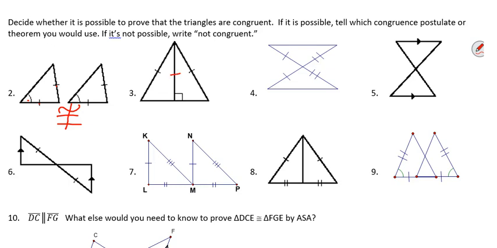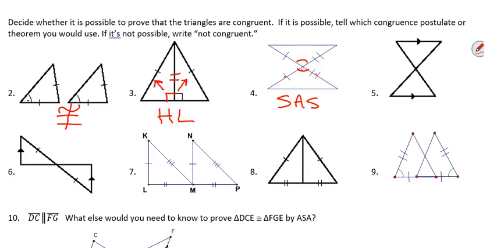This one, we have a shared side and another right angle there. So you should see that we have two right angles, and those are our hypotenuses right there. And we have another leg. So this one's going to be HL. Going to mark our vertical angles on this one, and we should see side, angle, side.